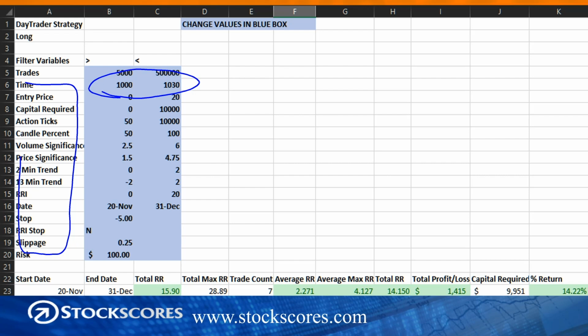So by making some adjustments, now I got the trade count down to 7 trades for that 10 to 10:30 time frame. The average RR jumps to 2.27. It was a $1,400 profit for capital required of $9,951, which represents a 14.22% return. And I can optimize for anything. I can optimize for a whole week, for a month, for a year, all different ways to optimize. I can add in things like market factor. So that's how I measure performance, but hopefully you see that it's not just about measuring performance. It's also about making improvements to the strategy rules so that I can improve the strategy performance overall.